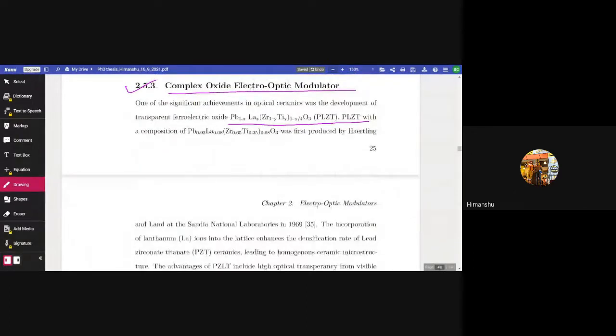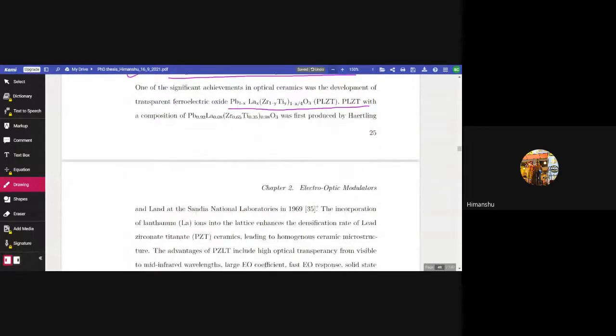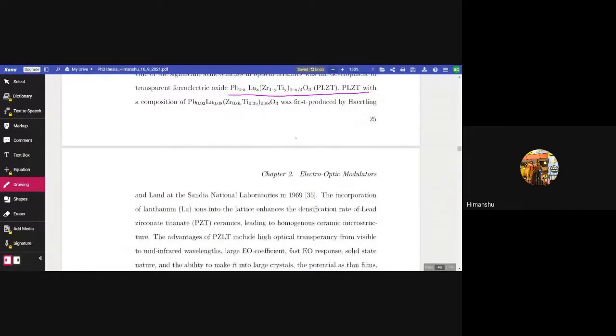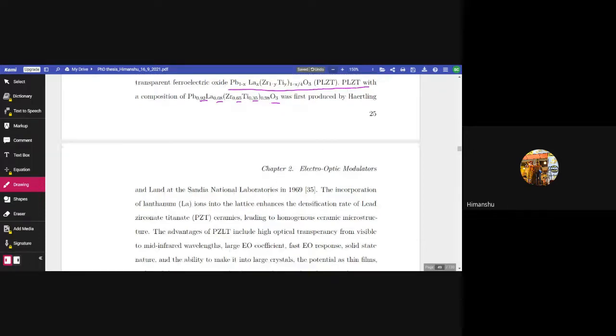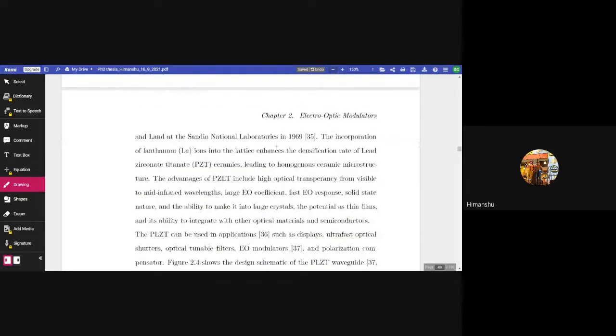The substances used here are lead, lanthanum, zirconium, titanium, and oxide. So in short form, it is known as PLZT. Here PLZT with a composition of Pb 0.92, La 0.08, Zr 0.65, Ti 0.35, 0.98, and O3 was first produced by Haertling and Land at the Sandia National Laboratories in 1969.